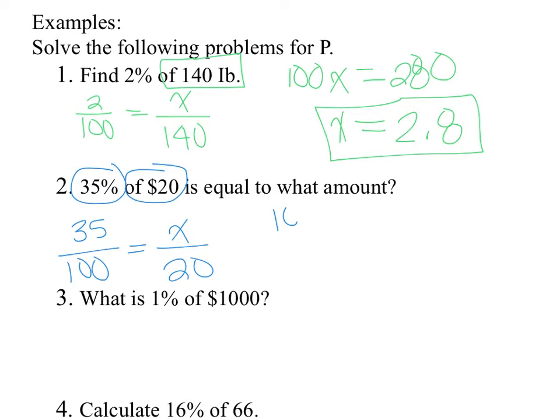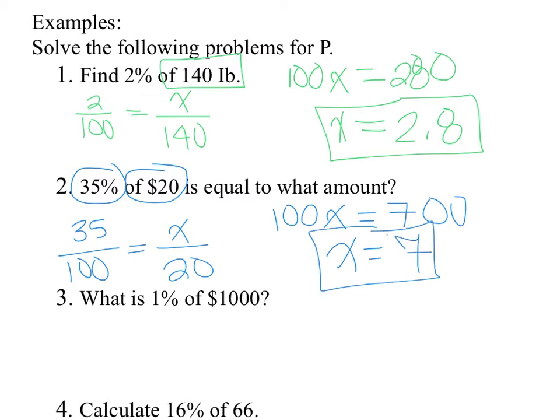Cross multiply to solve. So 100 times x is 100x. Then we have 35 times 20 gives us 700. Divide by 100 and you get 7. So $7. I'm going to give you a minute to try number 3 and 4.